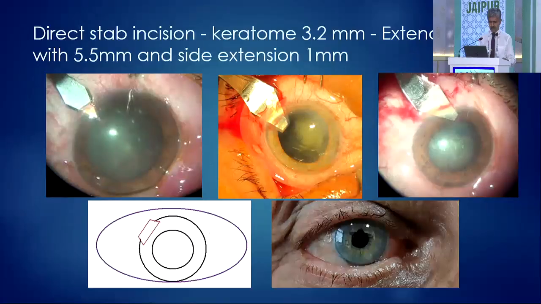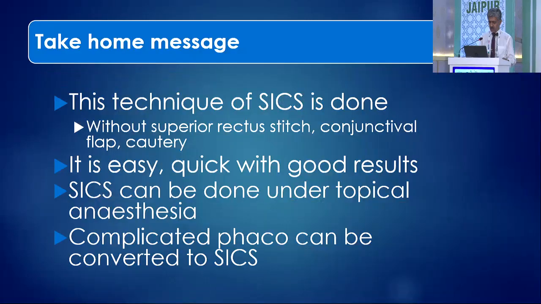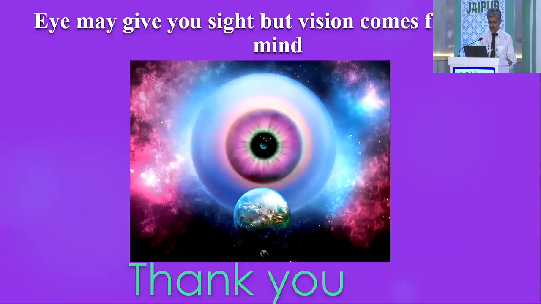In conclusion, go for a direct 2.8 or 3.2 incision, extend it directly, go ahead, and finish your cataract surgery. And in complicated phaco, convert the same incision into small incision cataract surgery.